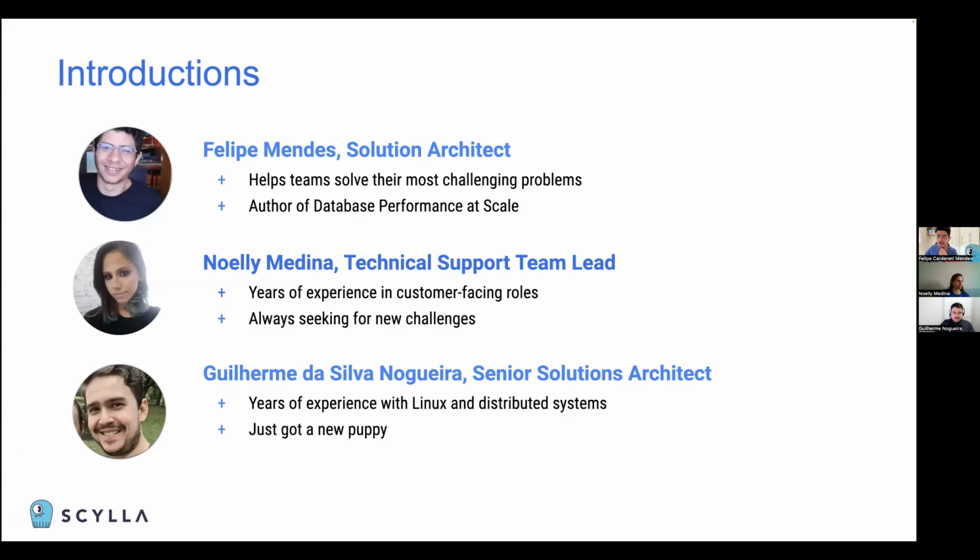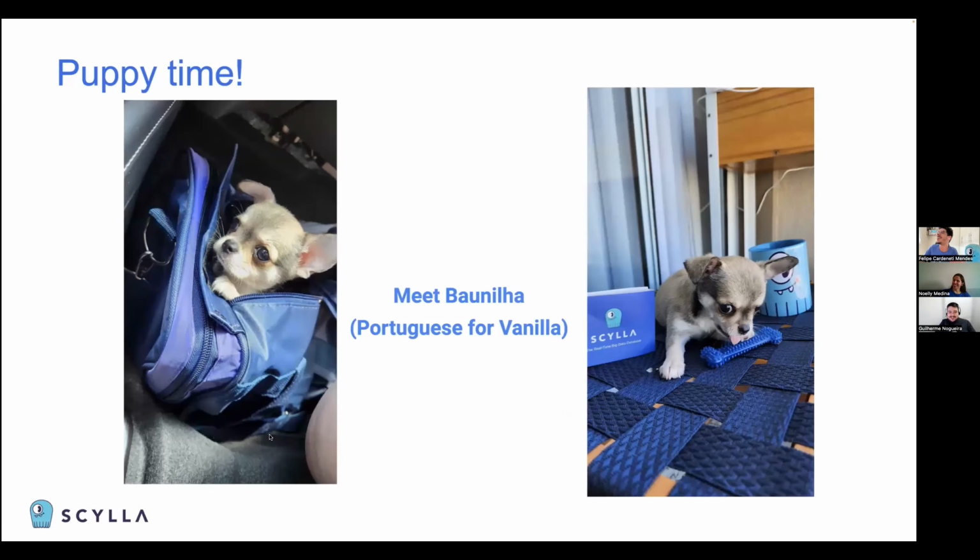I also recently got a puppy, which I'm just about to show you. Can you advance to the next slide? Yeah. So, puppy time. This is Vanilla, Baunilha in Portuguese. And she's a very nice little girl. She's a Chihuahua breed, and she's just joined the family. Oh my God, she's so cute.